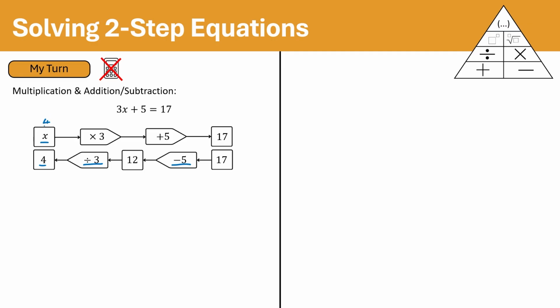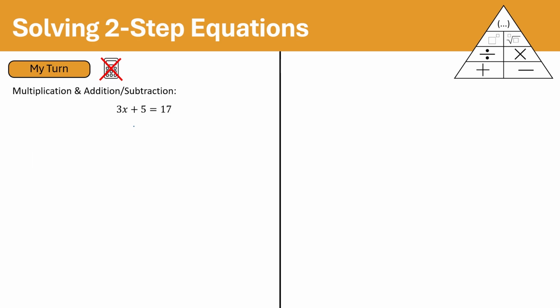Let's check it to see that it works. 4 goes in, it's multiplied by 3 to give me 12. I then add 5 to give me 17. So the answer to this equation is x = 4. When solving equations, the function machine that we've seen previously is helpful, but we're going to move away from that quite quickly. So let's look at it without using our function machine.